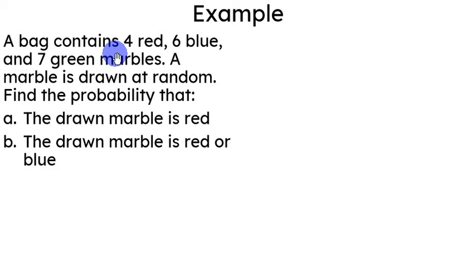Let's have an example of finding probabilities. A bag contains 4 red, 6 blue, and 7 green marbles. A marble is drawn at random. Find the probability that the drawn marble is red, and the probability that the drawn marble is red or blue. Pause the video and try to see if you'll be able to find the probabilities for the two events.